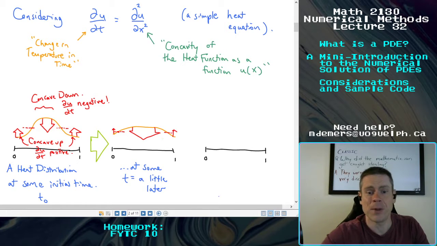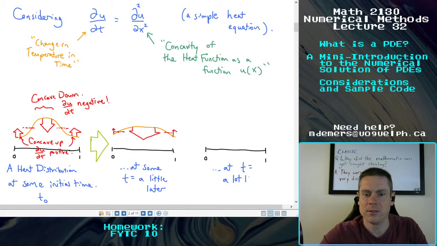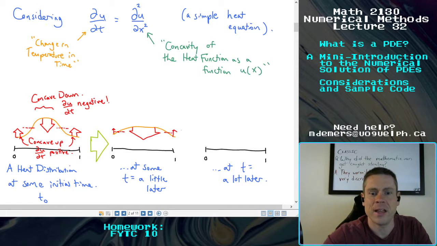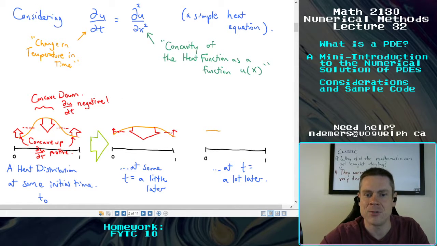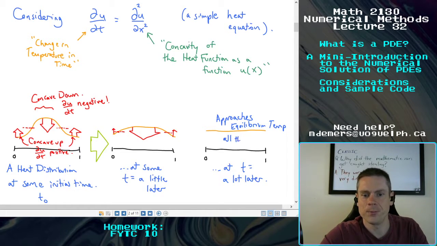And that equilibrium happens at t equals a lot later. Really, as t goes to infinity. And then what you find is that it comes to some sort of average value all the way across, some sort of equilibrium temperature. So it approaches an equilibrium temperature all the way across.